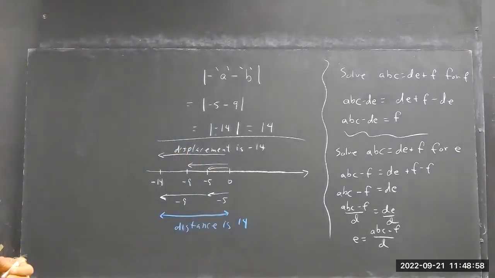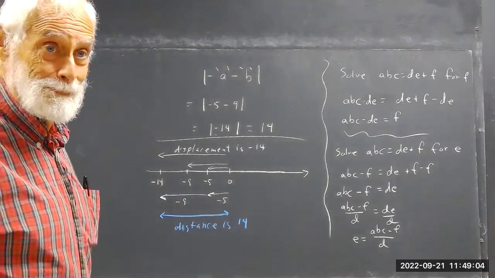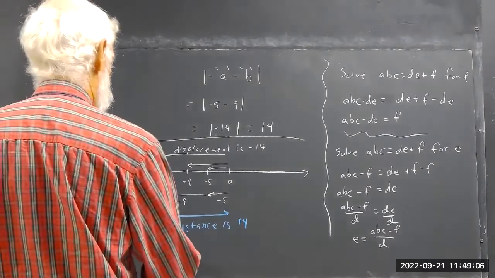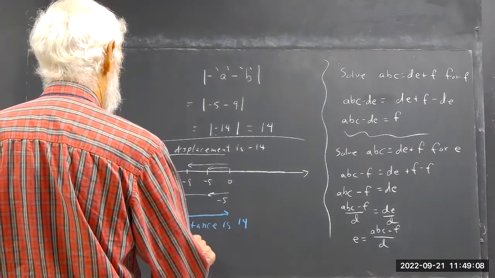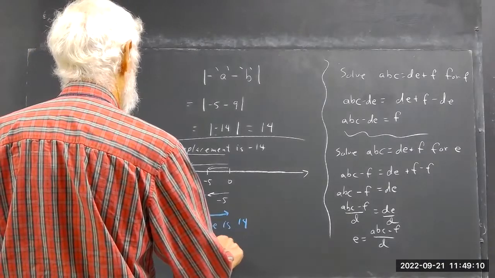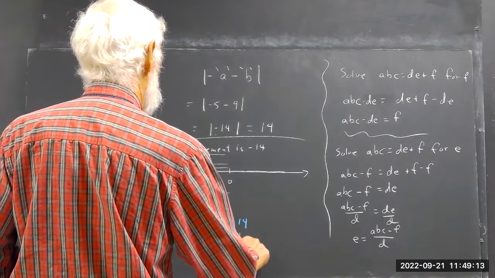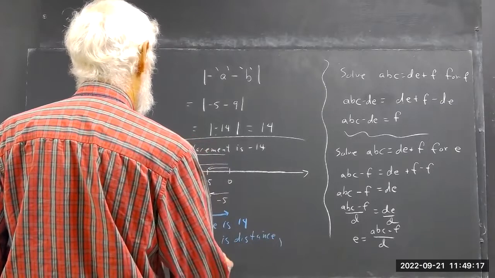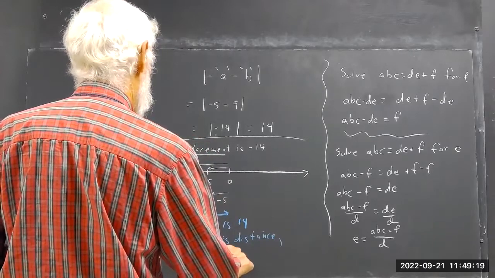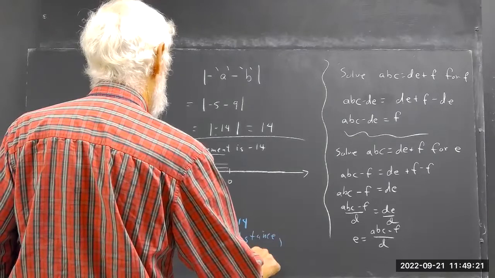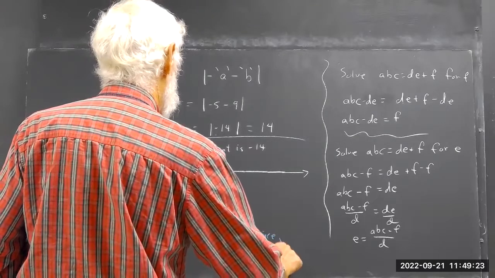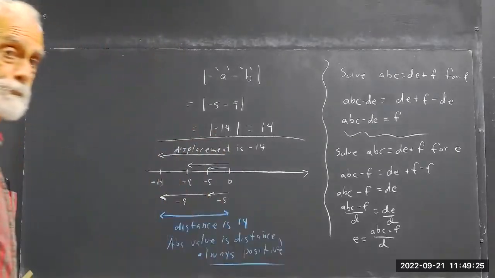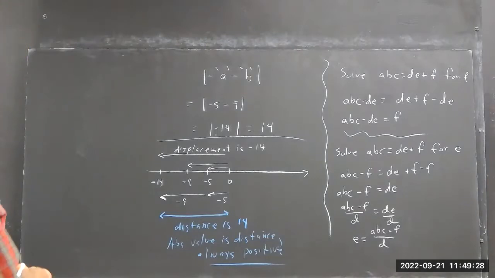And this is distance. It is 14. And the absolute value is a distance, and it's always positive.